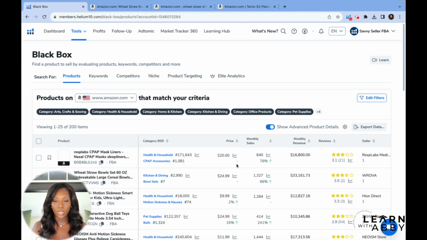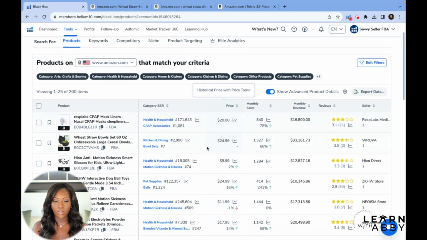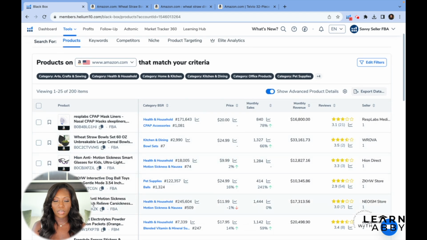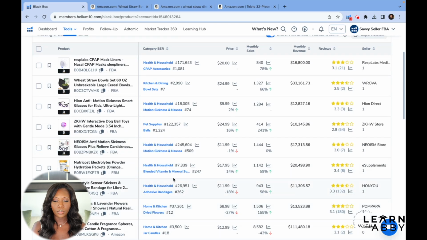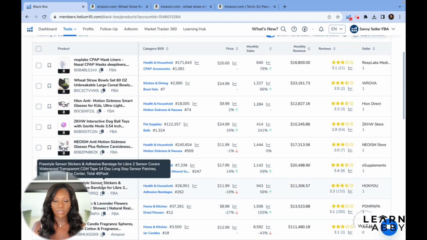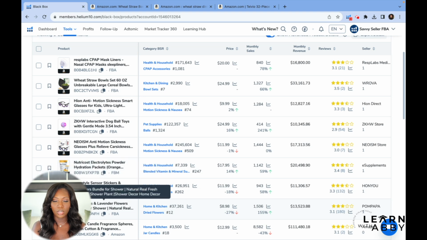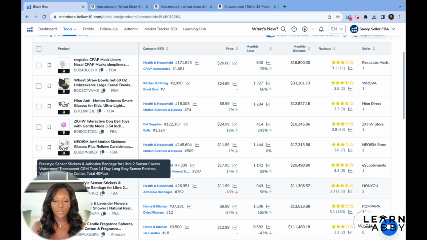I know I ran through that quickly, but it's because we've already talked about all of that. So let's see if we can find one more product to walk through quickly. I'm just kind of scrolling through and seeing if there's anything that is piquing my attention. Eucalyptus and lavender flowers bundle for shower. I've seen this product before.